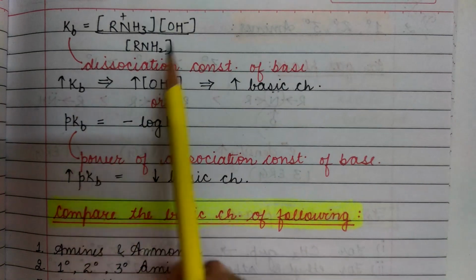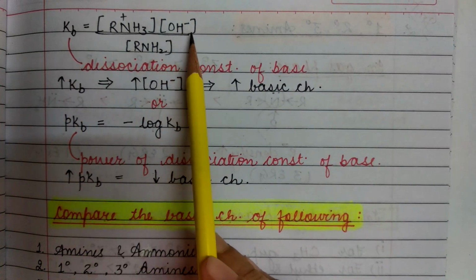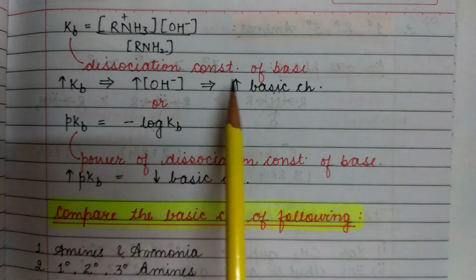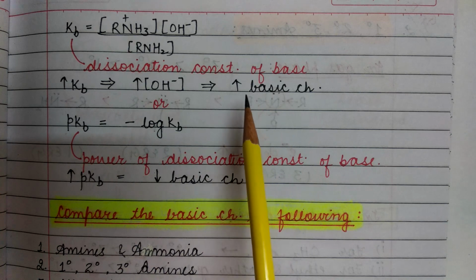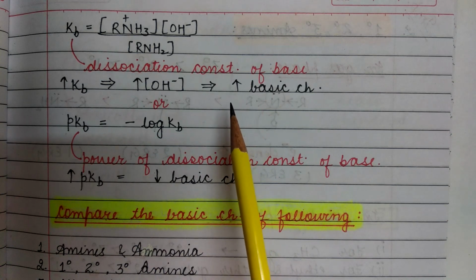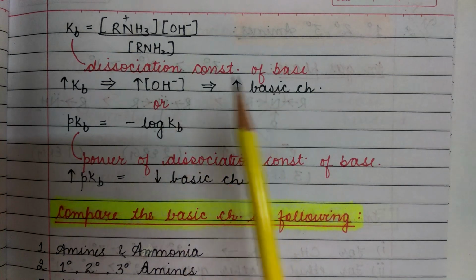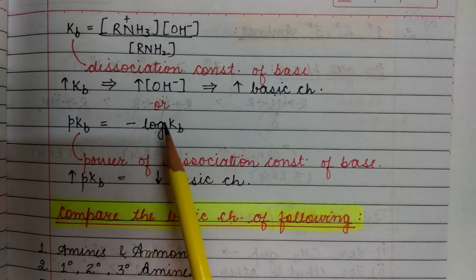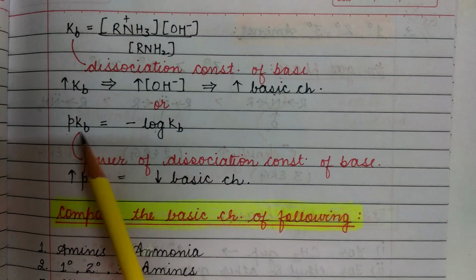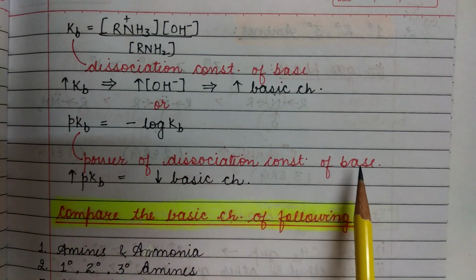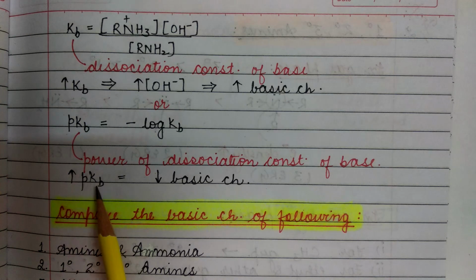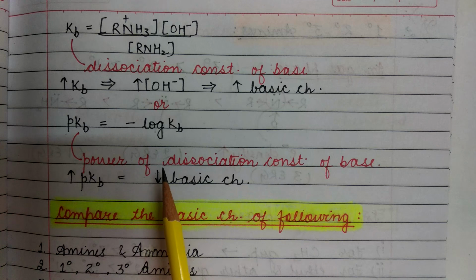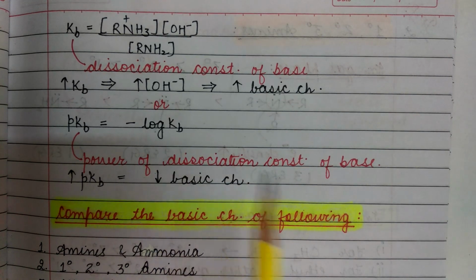The more the Kb, the more OH negative will be produced, because Kb is directly proportional to OH negative, and hence the more basic the character will be, because we know the more OH negatives produced, the more the basic character. Or we know pKb is equal to minus log of Kb. pKb is the power of the dissociation constant of base. So the more the pKb, which is the negative of log Kb, the lesser will be the basic character, right?